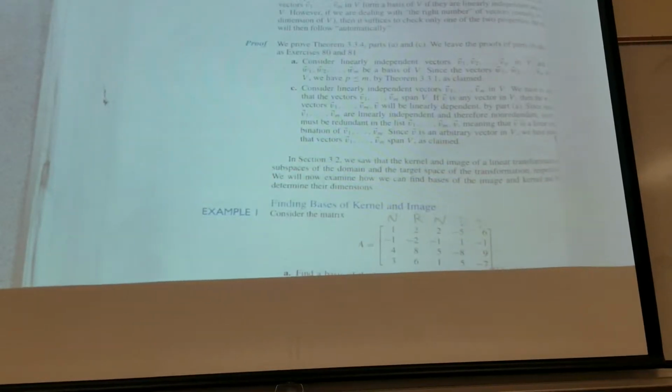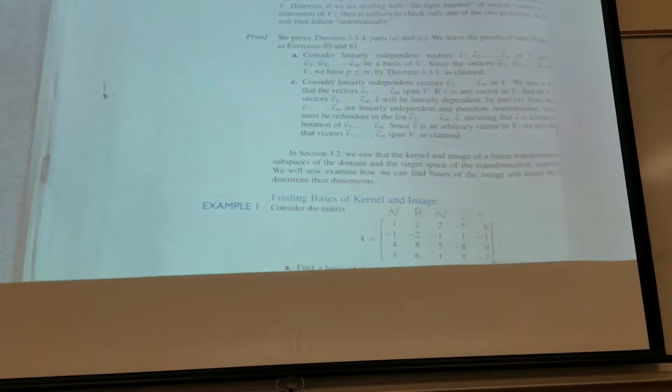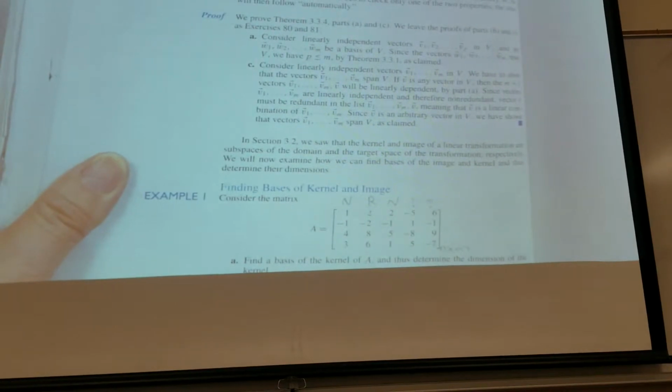So in the third case, you have a choice: you do the kernel first or you do the image first. In the first 2 cases, you don't need to think. They ask you to do the image of A, so you just do that. But what if you have a choice? Keep that in mind when we look at this example.